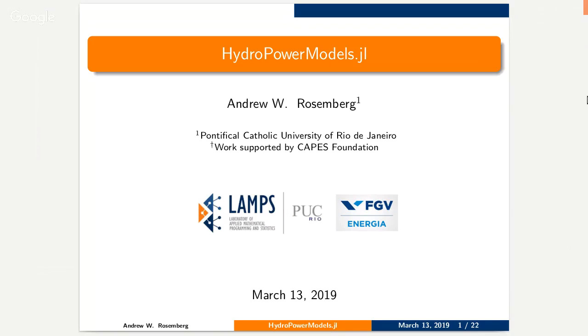Okay. Hello. Today I'm going to talk about an open source JuMP package called HydroPowerModels. It is a joint project from FGV Energia and the Laboratory of Applied Mathematics, Programming and Statistics from PUC-Rio. The objective was to create a flexible enough tool to help the energy sector test new ideas using state-of-the-art technology in problem formulations for network optimization and hydrothermal dispatch, and also state-of-the-art technology for the solution, SDDP.